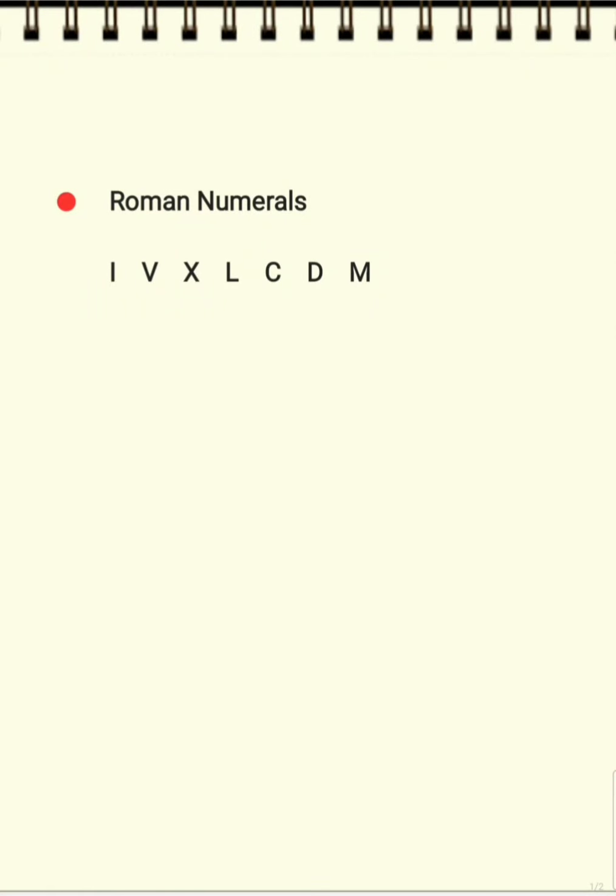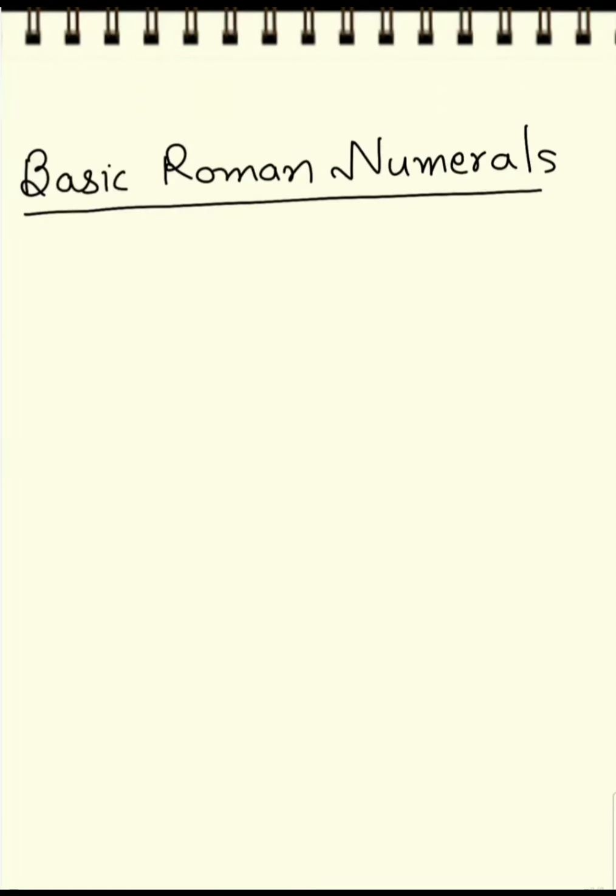In this video, we are going to discuss Roman numerals. Roman numerals originated in ancient Rome, and there are 7 basic Roman numerals which we use to make small as well as large numbers. The symbols for these 7 basic Roman numerals are I, V, X, L, C, D and M. With the help of these 7 Roman numerals, we make small as well as large numbers.